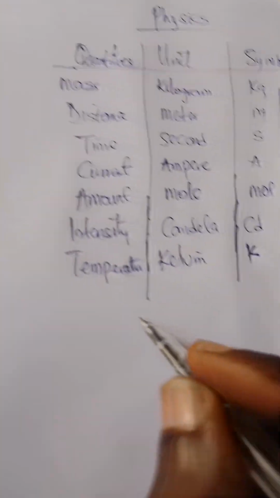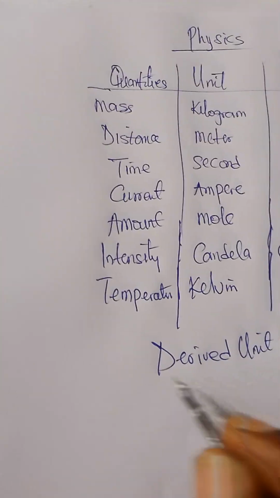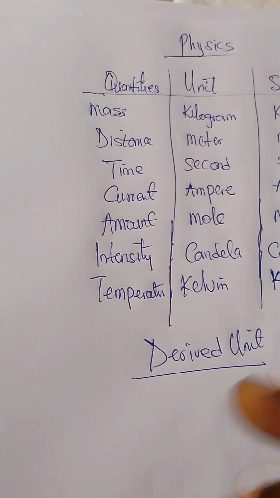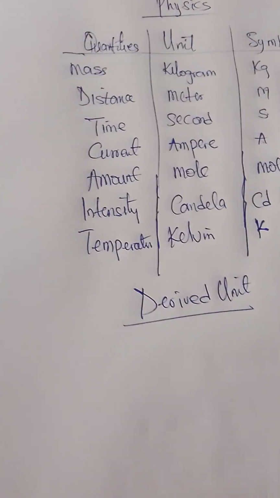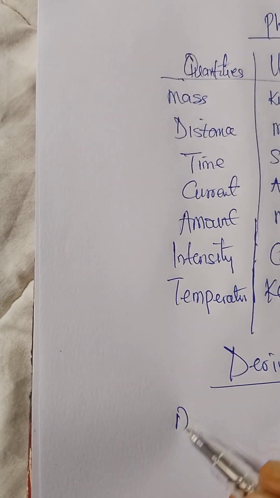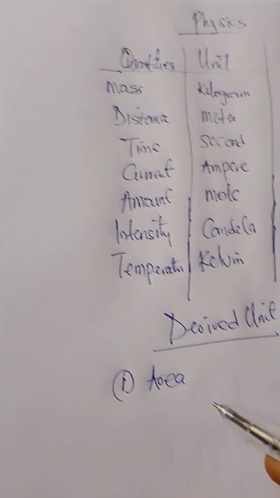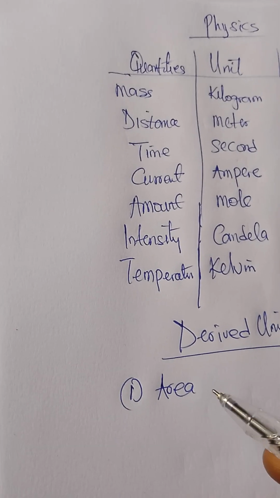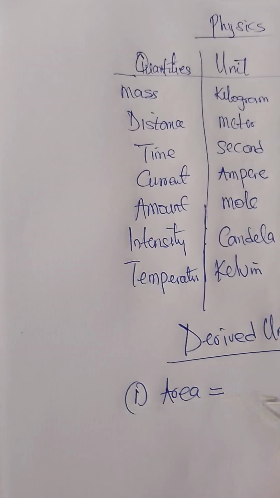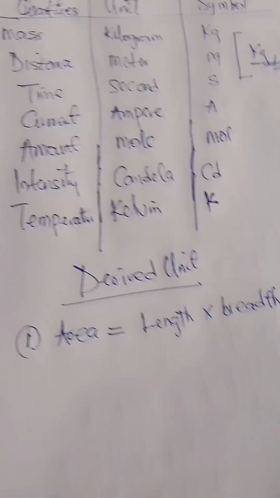When you combine these fundamental SI units, you are going to get derived units. So we're going to look at derived units. A derived unit is gotten by combining 2 or more fundamental units. So let us take one. We have, let's say, area. For you to write the derived unit effectively, you must know the formula of the quantity. Once you know the formula of the quantity, the unit is very simple. So what is the formula for area? Area is length times breadth, or you say width, if you like.